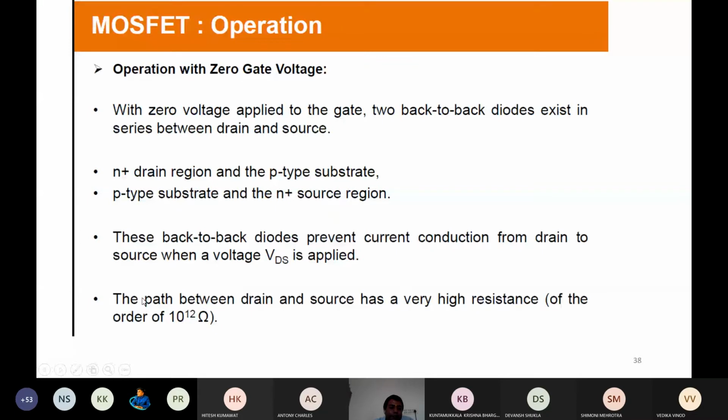In this case we can see it in terms of resistance also: the resistance is very high. The path between the drain and source has very high resistance, of the order of 10^12. So quickly, whatever we explained, why current is not flowing, this can be understood.